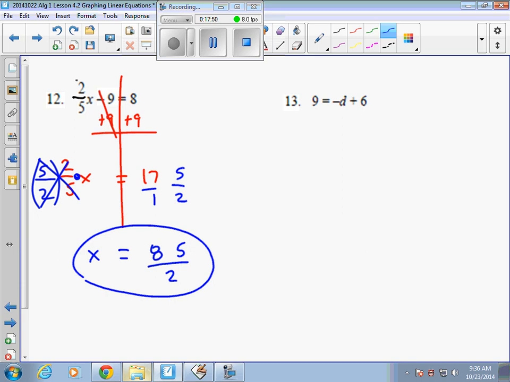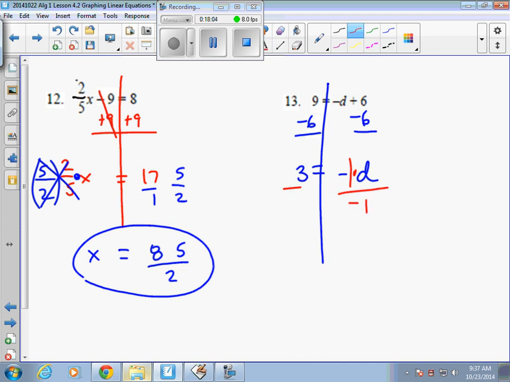9 is equal to negative d plus 6. Get rid of your plus 6 by subtracting it. Do it here. 9 minus 6 is 3, equals negative d. Remember, that's the same thing as negative 1 times d. Undo that by dividing by negative 1. Do it here. A positive divided by a negative is a negative. 3 divided by 1 is 3, is equal to d now. D is equal to negative 3.